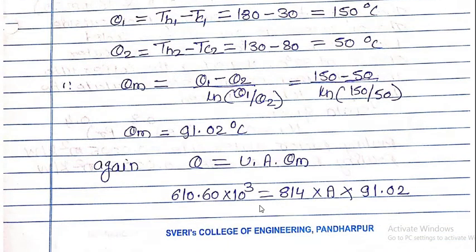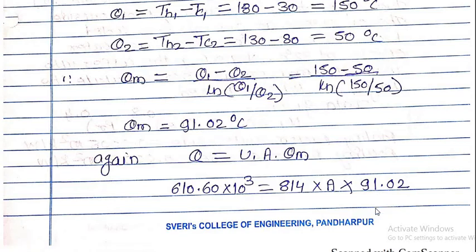Okay, so therefore Q is already calculated in case of a counter flow. Same Q we are going to take in this particular case. So 610.60 into 10 raised to 3 is equal to U value, which is a given quantity, 814 watt per meter square degree Celsius, multiplied by A, which we have to find out through this particular equation, multiplied by theta m, which we have calculated as 91.02 in case of a parallel flow.